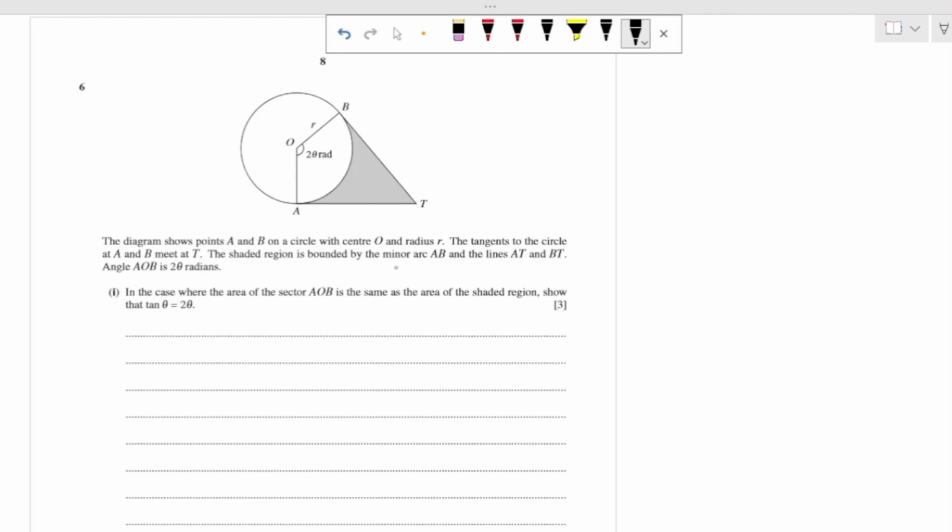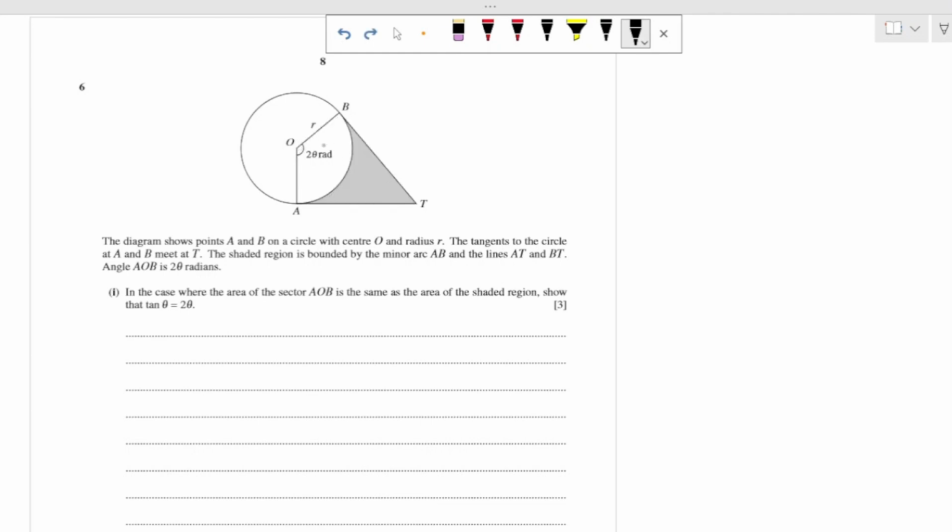Part 1. In the case where the area of the sector AOB is the same as the area of the shaded region, show that tan theta is equal to 2 theta. Okay. So they have just said that this whole area over here is equal to this area. Sector AOB has the same area as that of the shaded region. That's one of the conditions which they have told us.